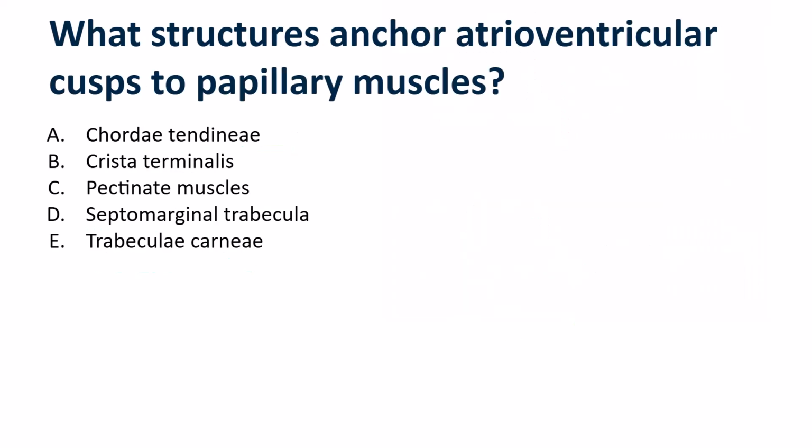So let's assess the knowledge. What structures anchor atrioventricular cusps to papillary muscles? A. Chordae tendineae? Yep. B. Crista terminalis? Nope. C. Pectinate muscles? Well, not. Those are in the atria, so not so much at all. Septomarginal trabecula? Nope. Trabeculae carneae? Nope. Correct answer is A.